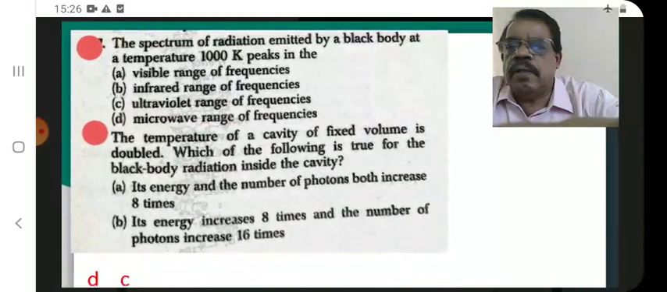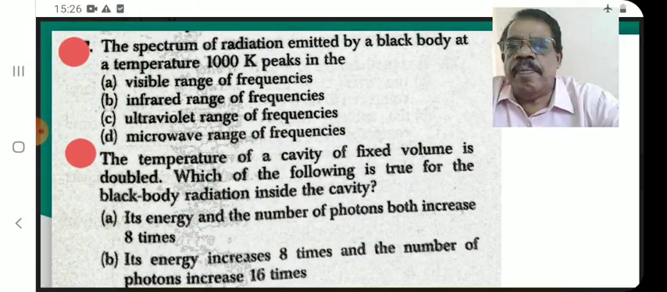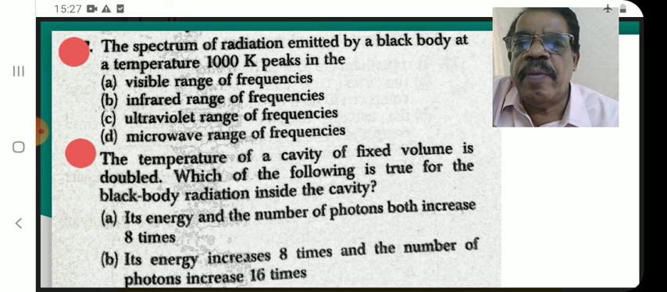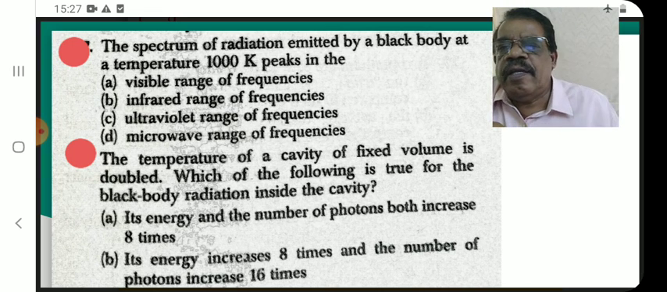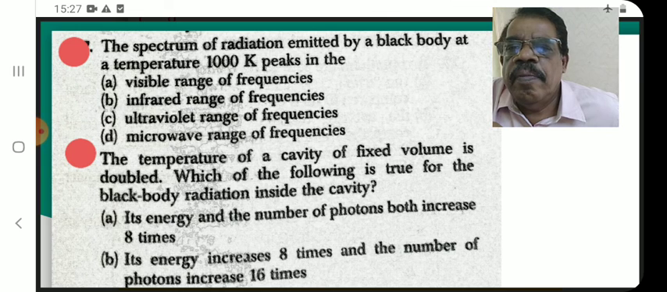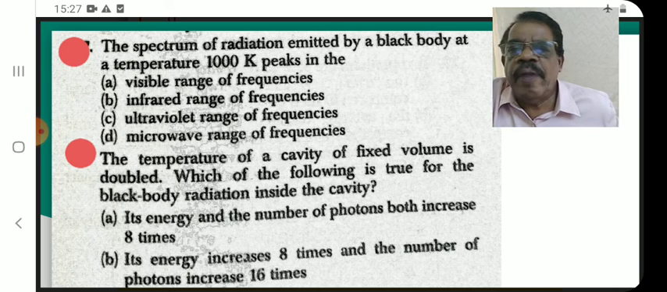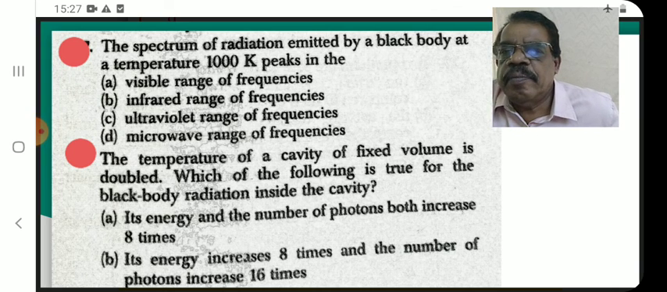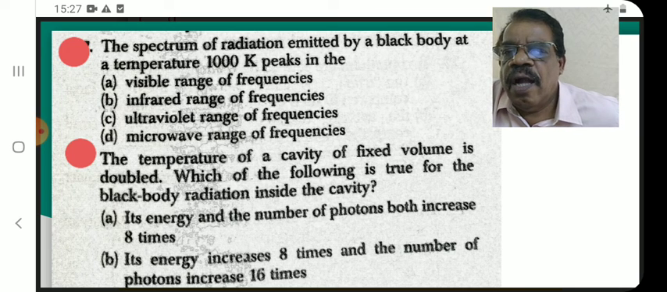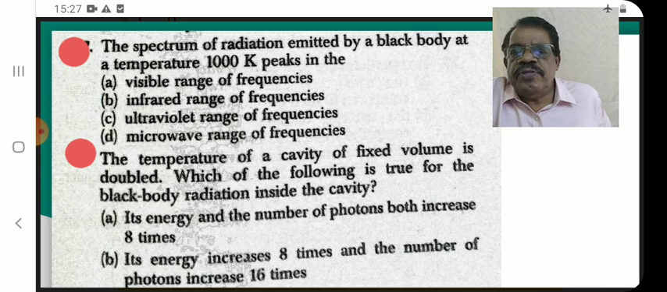Next question. The spectrum of radiation emitted by a black body at a temperature 1000 K peaks in the visible region of frequencies, infrared region of frequencies, ultraviolet region of frequencies, or microwave range of frequencies.